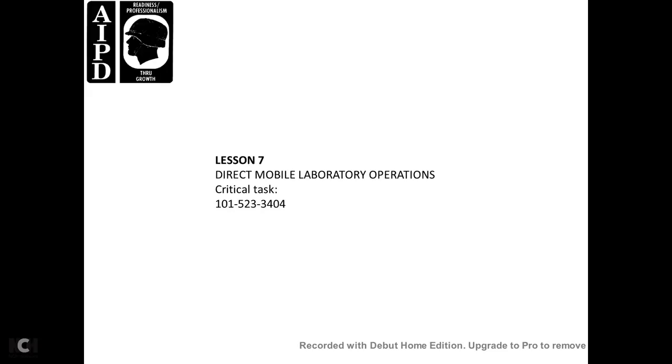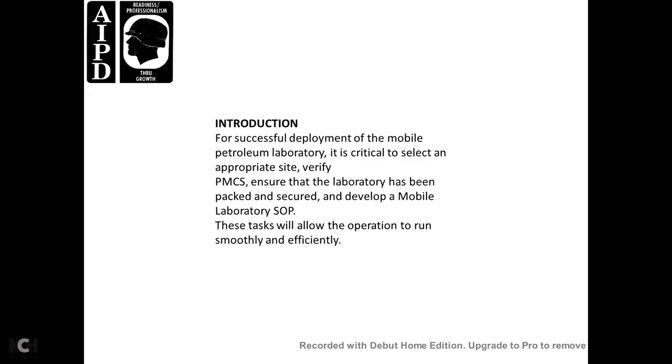Lesson 7, direct mobile laboratory operations. Critical task 101-52. 552-3-3404. Introduction. The successful deployment of the mobile petroleum laboratory requires critical selection of the appropriate site and verifying the preventive maintenance checks and services to ensure the laboratory has been packed, secured, and developed per the mobile laboratory standard authorization procedures, which will allow the operation to run smoothly and efficiently.